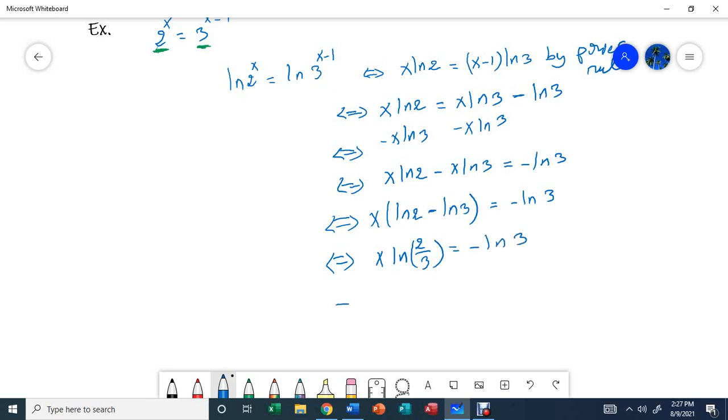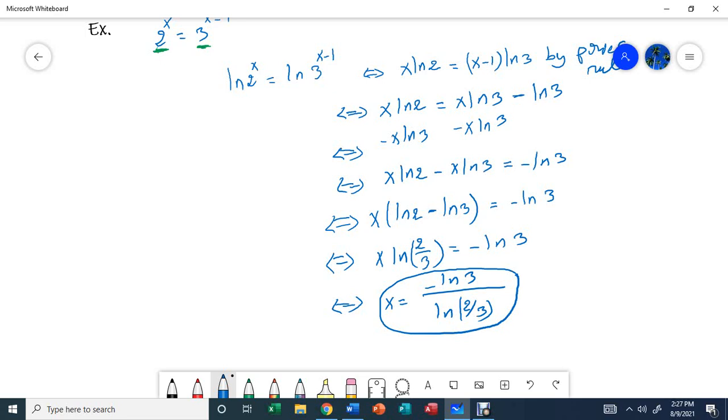Now dividing both sides by ln of 2 thirds, so x equals negative ln of 3 divided by ln of 2 thirds. So you can leave it in this form, or you can use your calculator and simplify this expression more to get a decimal number.